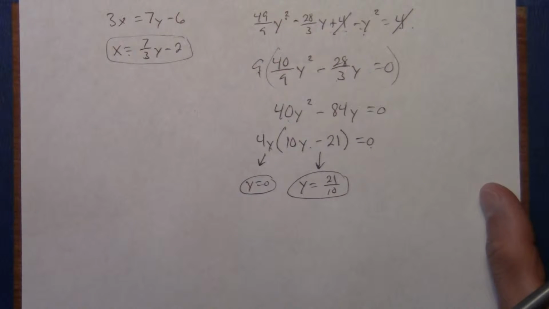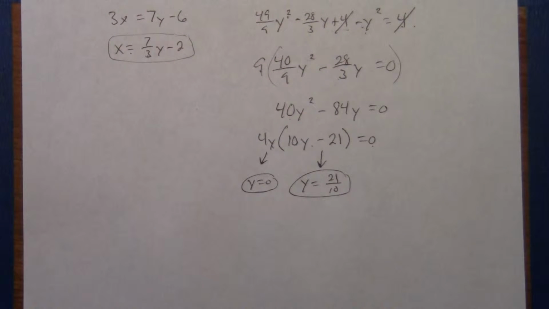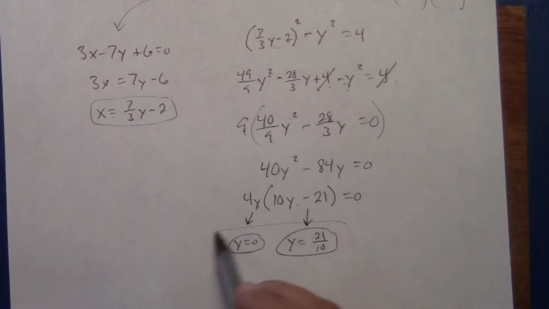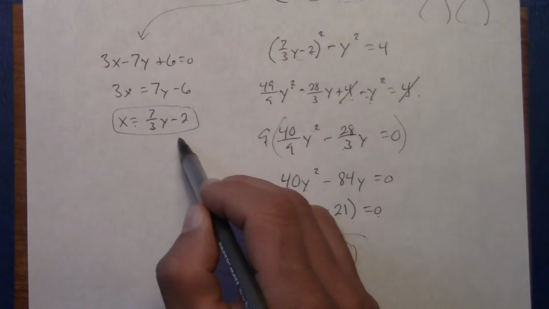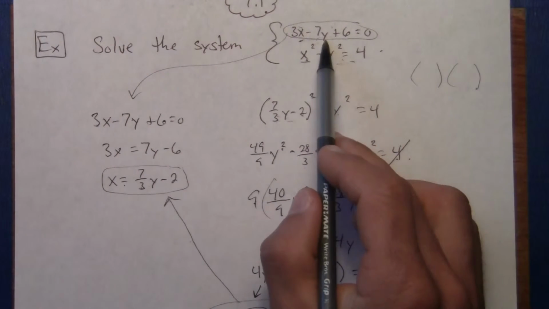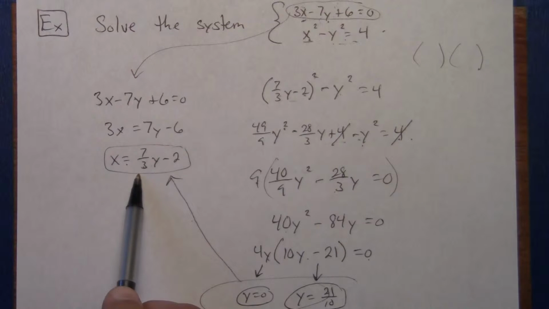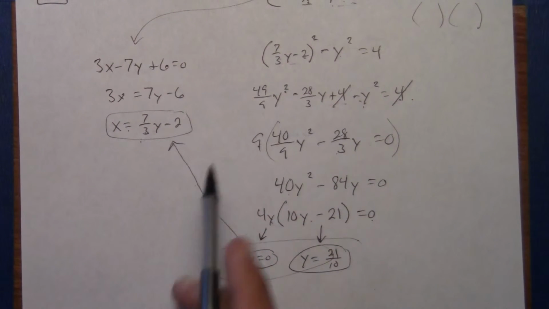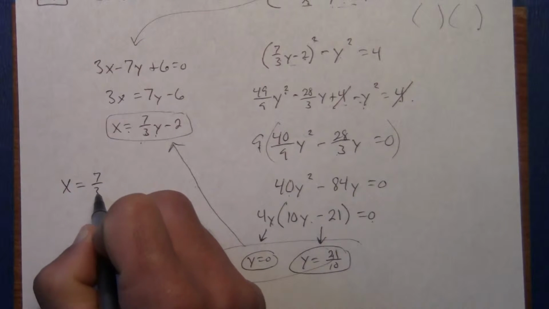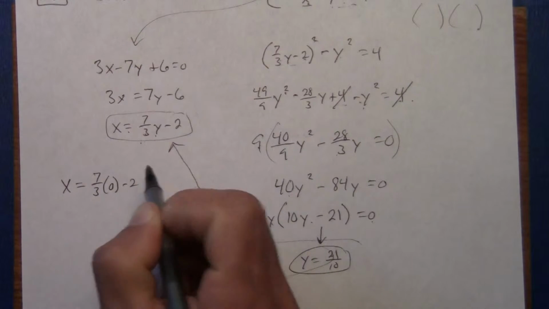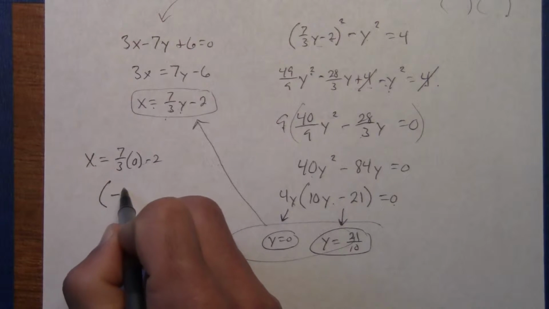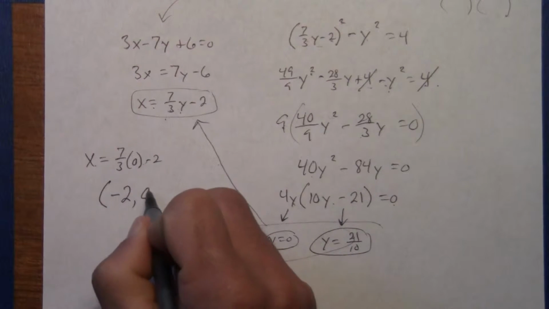Now I'm going to go back and figure out what x is. And a recommendation: anytime you are doing a problem like this where you do have a linear equation, take these answers and plug them into that linear equation that you used. You can go back to the original if you want to, or this is the same thing, just solved for x. So I'm going to plug it in here. If I plug 0 in for y, I'm going to get x is equal to 7/3 times 0 minus 2, and of course that just tells me x is equal to negative 2. So the point would be, remember to write the x value first, negative 2, 0.